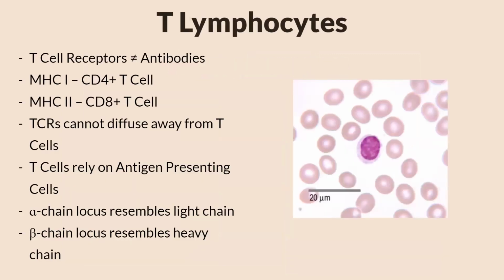Right, lymphocytes. Like we said before, the T cell receptors are not antibodies, right? On your T cell lymphocytes, you'll have your MHC1. This is generally considered a CD4 positive T cell, sorry, have the MHC1. These are your helper T cells, and your CD8 positive T cells have the MHC2. These are your cytotoxic T cells.